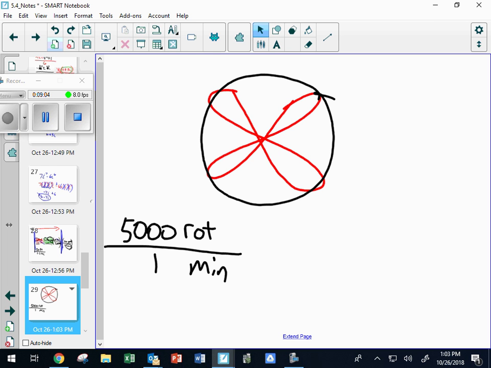Write that down. 5,000 rotations per minute. You may want to do this on the backside or something, because this is completely separate. This is about rotational speed. Now write it as a fraction like this, because we're going to start multiplying it by fractions until it gets to miles per hour.